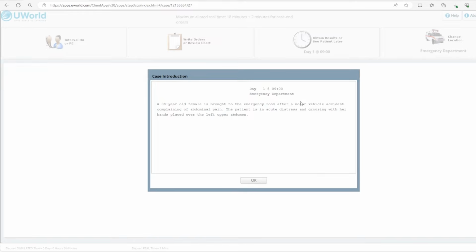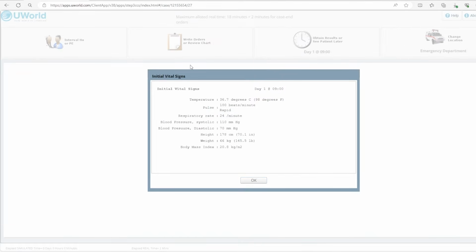So that will change the order in which you do things. Are you going to be doing emergency orders and then physical exam and then other orders, versus just a regular outpatient encounter where you do a physical exam and then you order the tests? So that's the importance of the case introduction, and also knowing the location of this case, which is the emergency department. So you click OK, you get presented with the vital signs.